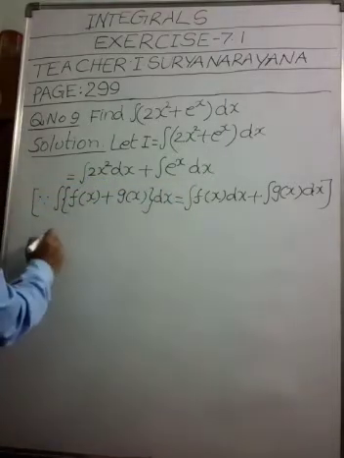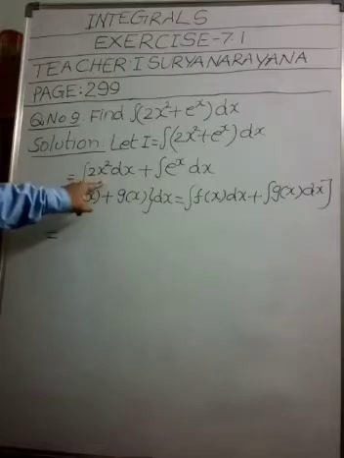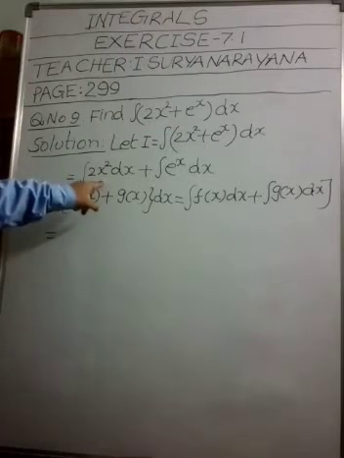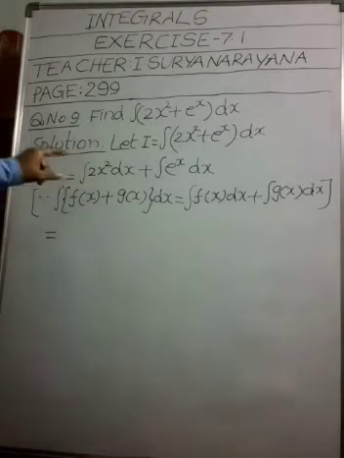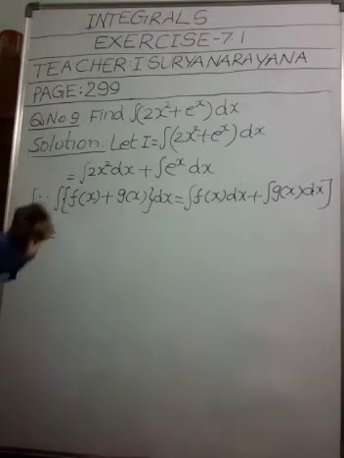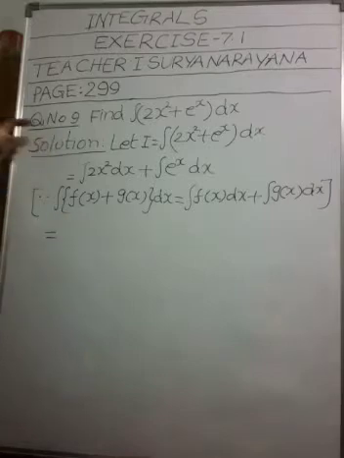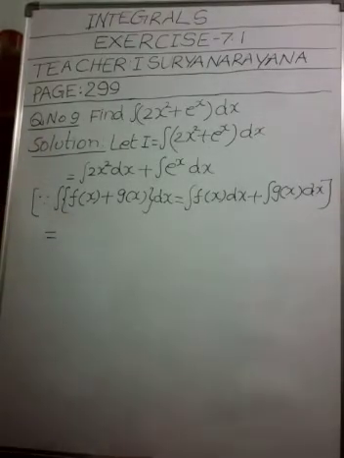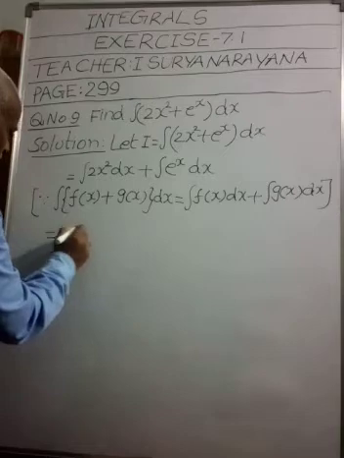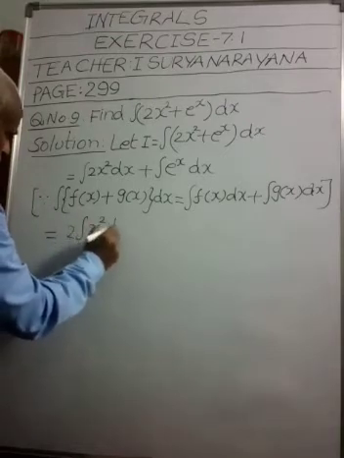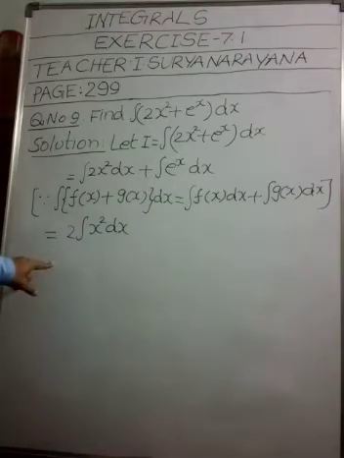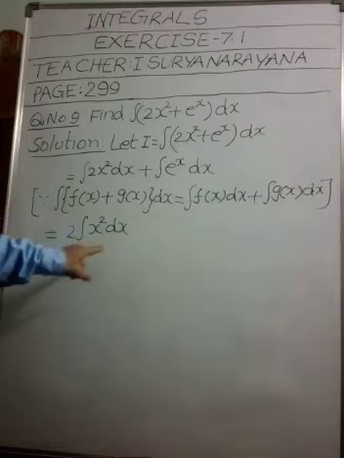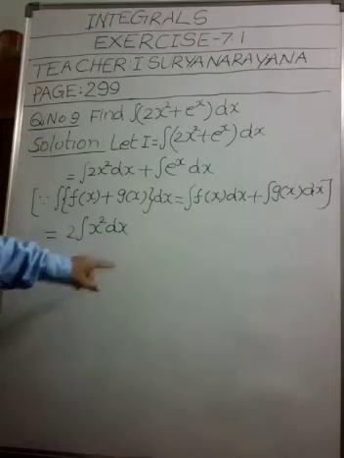This is equal to, come to the first term. If you observe this integrand, here 2 is a numerical coefficient. You know that if the numerical coefficient is there, we can write the numerical coefficient before the integral sign. So 2 into integral. We wrote the numerical coefficient 2 before the integral sign. Then we wrote the remaining part, x square dx. Understood this first term, my children?